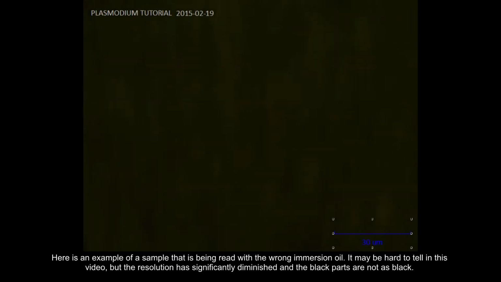Here is an example of a sample that is being read with the wrong immersion oil. It may be hard to tell in this video, but the resolution has significantly diminished and the black parts are not as black. It is best to allocate only one type of immersion oil to each microscope because a mixture of oils can be equally as problematic.